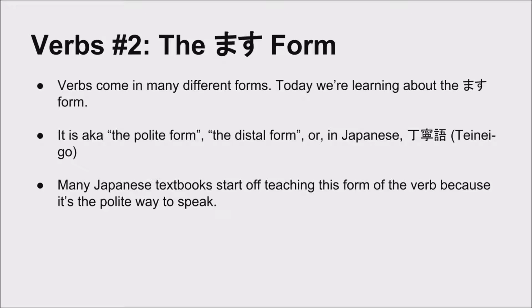Many Japanese textbooks start off teaching this form as opposed to the plain form because it's the more polite way to speak. You're less likely to anger someone if you learn this form. Also, many of the ritualistic expressions, such as ohayo gozaimasu, end in the mas form. Onegai shimasu, ohayo gozaimasu, things like that. They all end in the mas. Ohayo gozaru is very not normal.